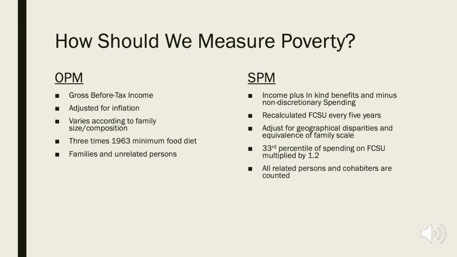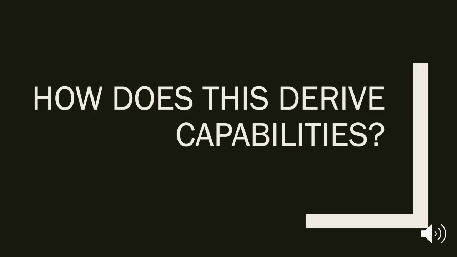Another advantage of the supplemental poverty measure is that it adjusts for geographical disparities in housing costs. Another advantage of the SPM is that it does not just count married individuals in a household, but cohabitors, which has become more prominent in recent years. You may be wondering how this accounts for capabilities. When we factor out non-discretionary spending for things like transportation, childcare, and medical out-of-pocket costs, you are making sure households will have their central capabilities respected.